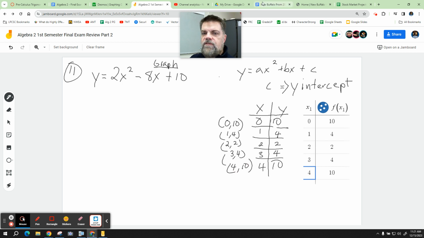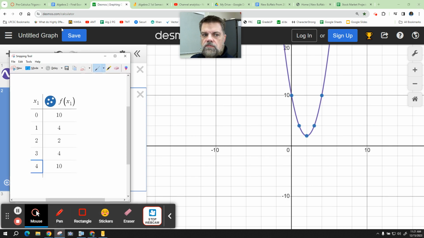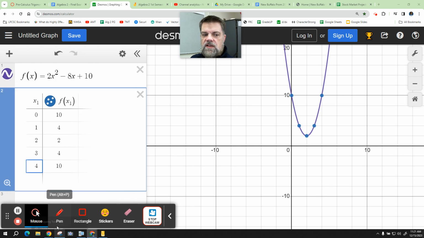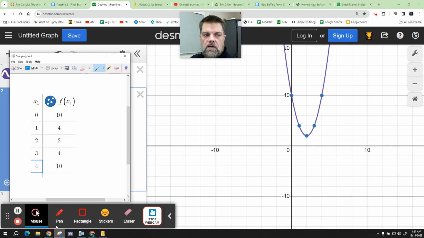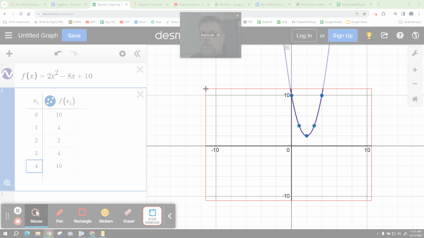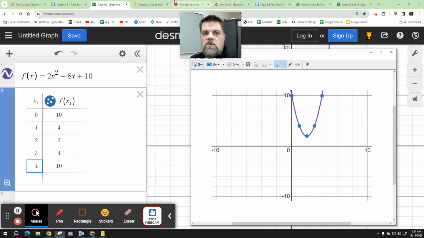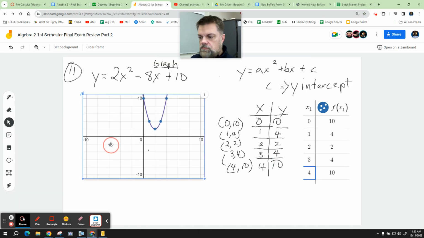And so when you graph those points, you'll get a graph that looks like this. I'm just going to copy and paste. I'm getting lazy. So which one of your solutions on the sheet looks like that? Which one? Yep, it's A.